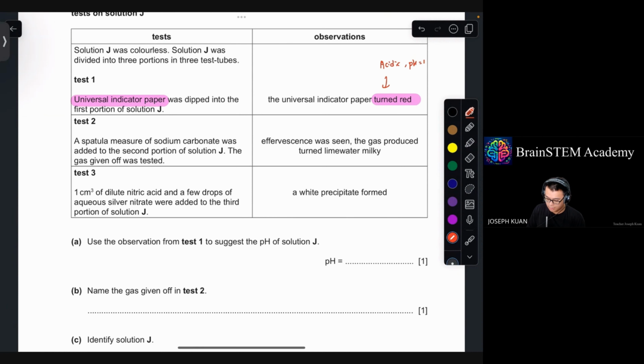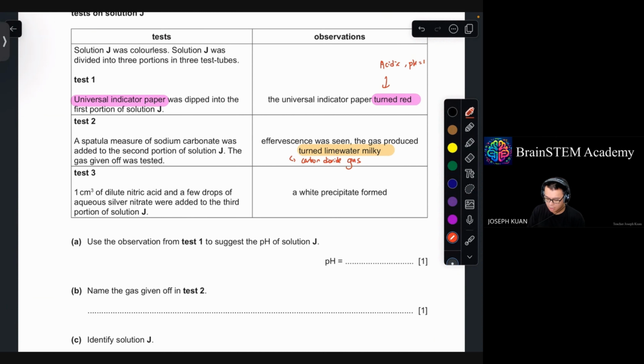Test 2, a spatula measure of sodium carbonate was added to the second portion of solution J. The gas given off was tested. Effervescence was seen, and the gas produced turned limewater milky. This is a keyword. Whenever you see the term limewater milky, you should think of carbon dioxide gas.